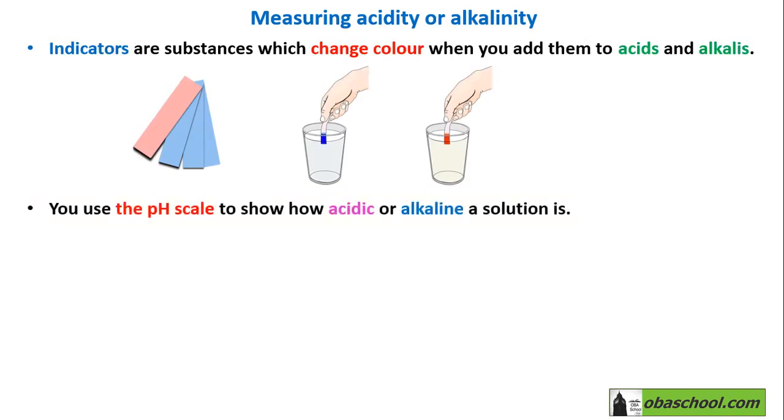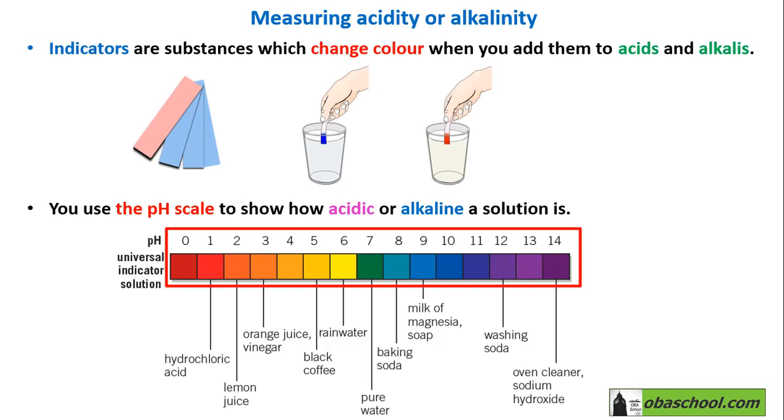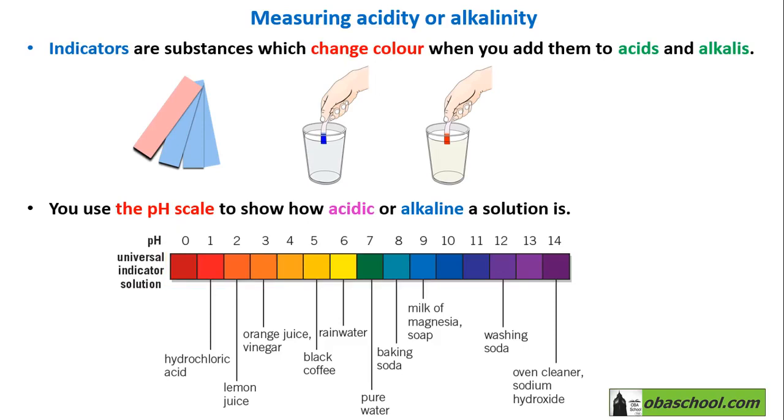You use the pH scale to show how acidic or alkaline a solution is. The scale runs from 0, which means the most acidic, to 14, which is the most alkaline. You can use universal indicator to find the pH of a solution. It is a special indicator made from a number of dyes, as you can observe here. It turns a range of colors as the pH changes.